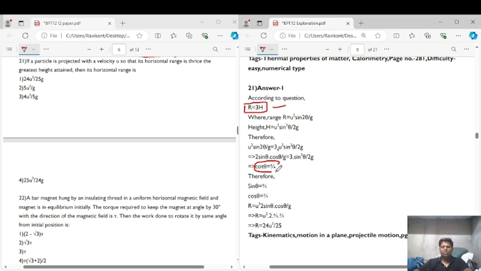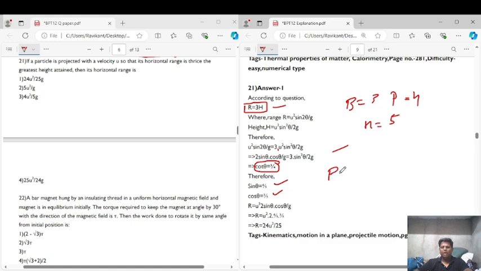Right? Now, if cot theta is equal to 3 by 4, what is cot theta? Cot theta is equal to base upon perpendicular. So we have base is equal to 3, perpendicular is equal to 4. We will have hypotenuse is equal to 5. Right? So from here we can say sin theta is equal to 4 by 5 and cos theta is equal to 3 by 5. So we use the formula of range R is equal to u square 2 sin theta cos theta upon g.